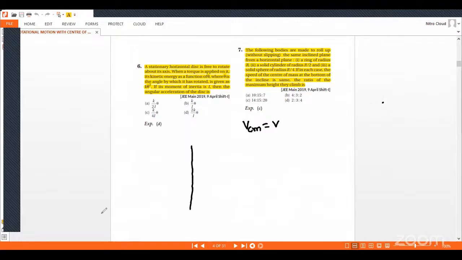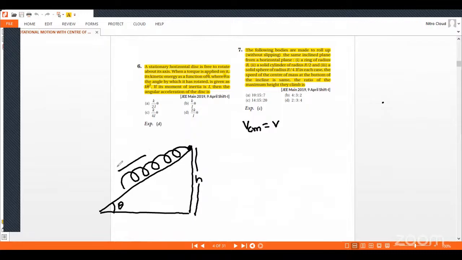Let us consider inclined plane having an angle of inclination theta. Okay. Initially, object is at here. Suppose any object, ring or cylinder and sphere. It is at a height initially. Whenever the object is rolling, then what will happen? It will have both translational kinetic energy and as well as rotational kinetic energy. Right?